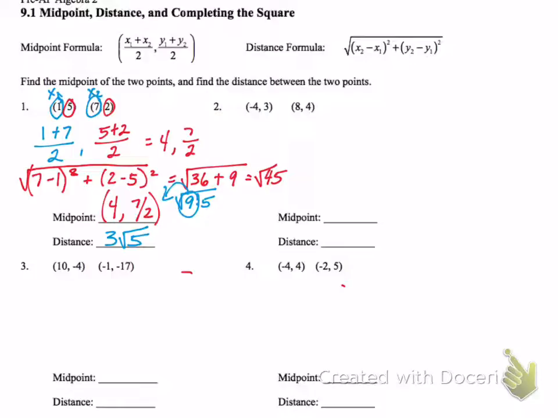So I want you to try number 2. And then you can do it on the whiteboard and then hold it up. Okay, so you should get midpoint is at 2, 7 over 2. And then distance is the square root of 145.